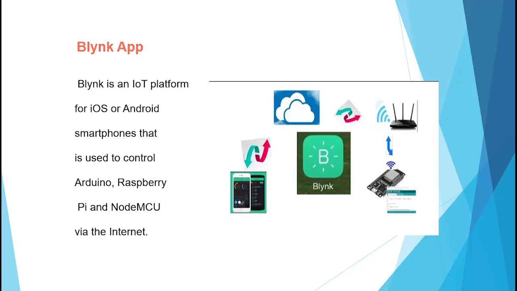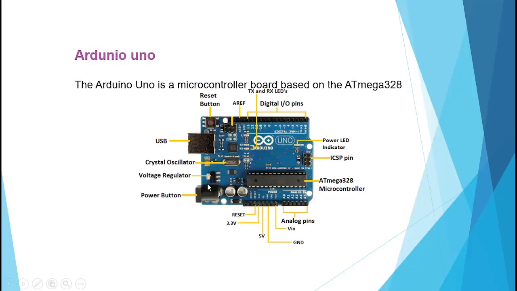Blynk is an IoT platform for iOS and Android smartphones that is used to control Arduino, Raspberry Pi and NodeMCU via internet. This application is used to create a graphical interface or human machine interface by compiling and providing the appropriate address on the available widget. With the Blynk app, anyone can connect their hardware to the cloud and build no-code iOS, Android and web applications and analyze real-time and historical data coming from the devices. Control Arduino Uno.